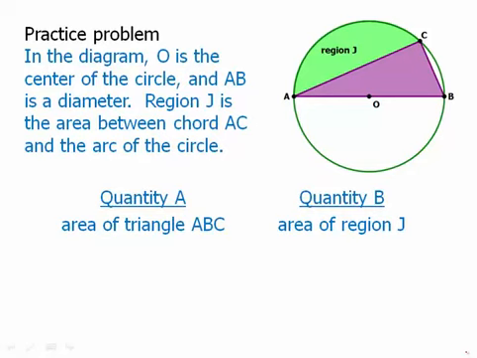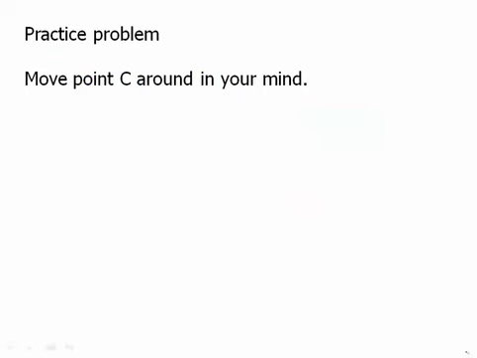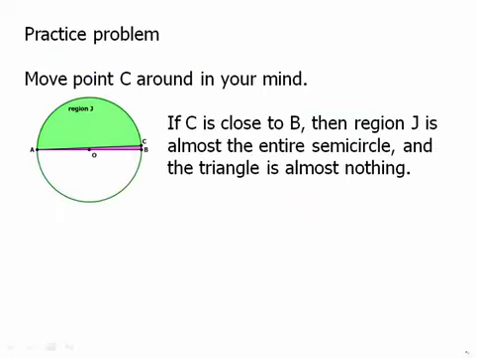Alright, so this one, if you tried to do a calculation, it would really be an elaborate, lengthy calculation that would be very time consuming. Instead, think about what could we change. For example, we have no idea where point C is located. Would changing the position of point C make a difference? Let's think about this. Move point C around in your mind. If C is very close to B, then region J is almost the entire semicircle, and the triangle is almost nothing. So here, region J is gigantic, and that triangle is really, really small. So region J is clearly bigger.